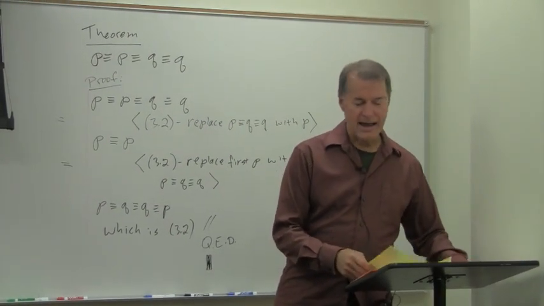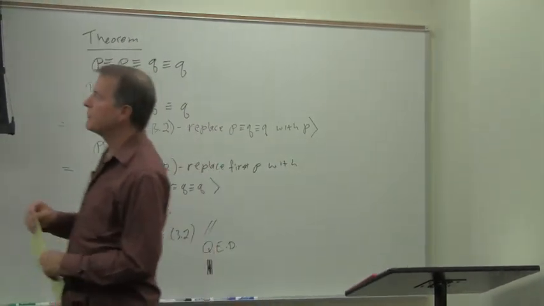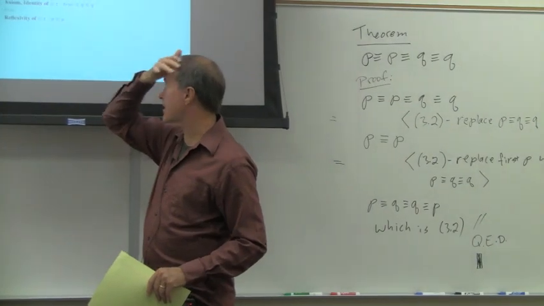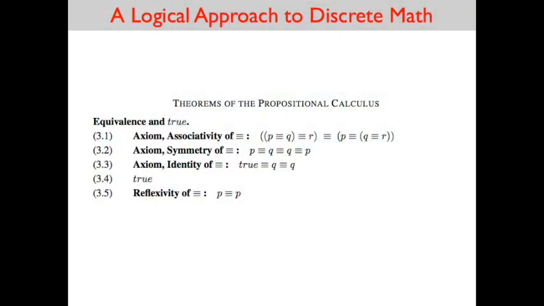Okay. Now, so that was an interesting proof. Now let's take a look at axiom 3.3. Are we going to prove 3.3? Yes or no? No, impossible, because it's an axiom. I know, but it is impossible. No, it's not that it's impossible.